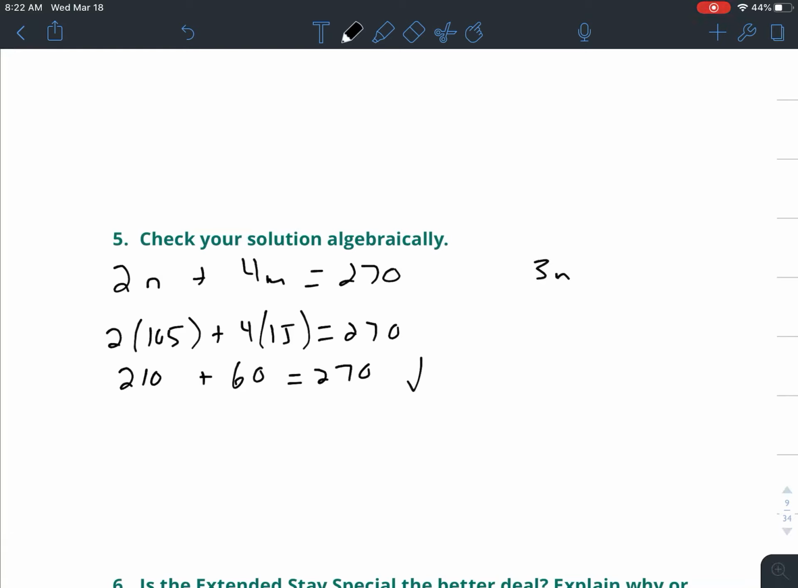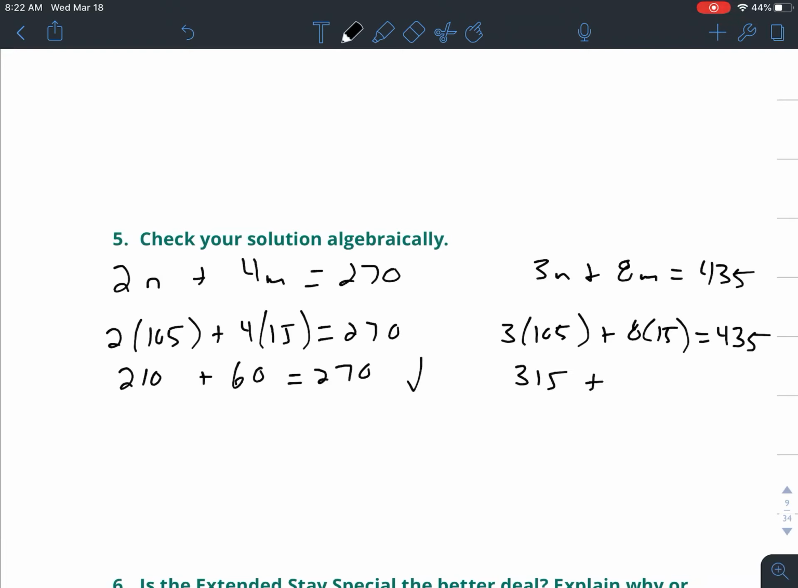The 3n plus 8m equals 435. If we substitute our numbers in there, 3 times 105 plus 8 times 15 equals 435. 3 times 105 ends up giving you 315 plus 120 equals 435. We add those up. We know that 0 and 5 leaves you with the 5. The 2 and 1 gives you 3. 1 and 3 gives you 4. So that problem works as well. That is how we check our solution. Okay.